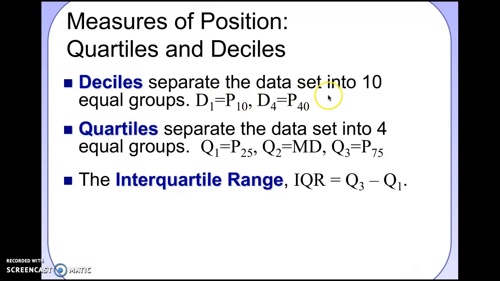Deciles separate the data set into 10 equal groups. Quartiles separate the data set into 4 equal groups. And then the interquartile range is found by taking quartile 3 minus quartile 1. It is considered the range of the middle 50% of the data values.